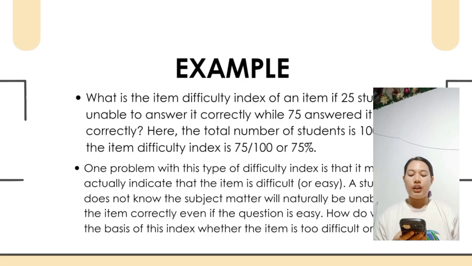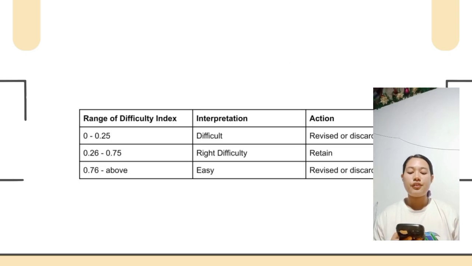For example, if 75 students answer correctly out of 100 total responses, then item difficulty is equal to 75 over 100, which is equal to 0.75 or 75%. So an index of 75% suggests that the item is moderately easy. For a classroom test, difficulty should generally range between 20% and 80%.